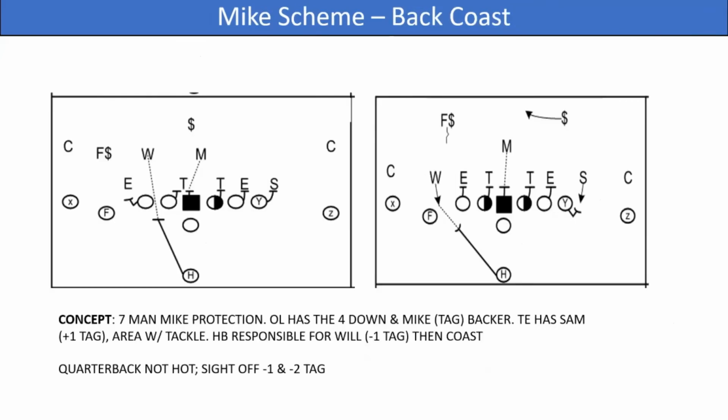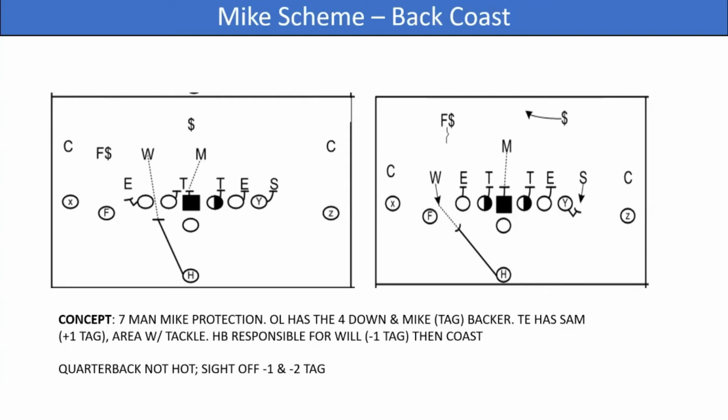Now, what's the coast and when does the coast come into play? Usually, one of the ways it comes into play is when you've got a 7-man protection. And we've assigned, once again, we're in a mic scheme. It's a 7-man mic scheme. The center and guard are still responsible for the mic. We've got the back still responsible for the -1 or the will. And now we've got the area scheme working with the tight end who's in the protection. And between the tackle and the tight end on the closed side, they'll handle end and Sam. So we have accounted for 7 people with the protection.